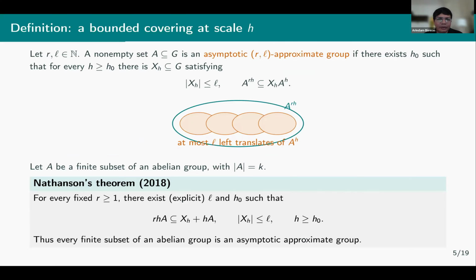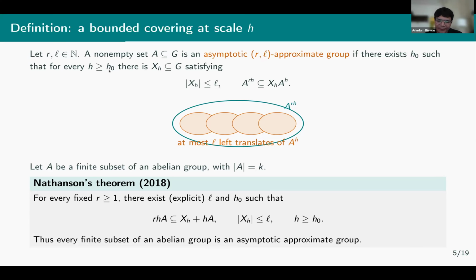So let's come to the definition of asymptotic approximate groups. Fix R and L bigger than or equal to 2 to make it interesting. A non-empty set A in G is an asymptotic (R, L) approximate group if there is some H0 such that for every H bigger than or equal to H0, there is some XH in G which satisfies the following: the size of XH is less than or equal to L, and A to the power RH is contained in XH times A to the power H. Again, L here depends on A and R. It is independent of H.